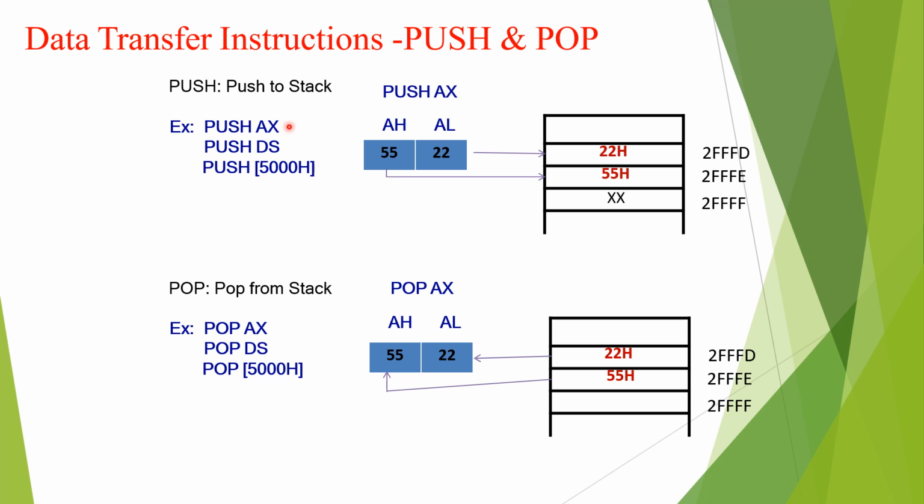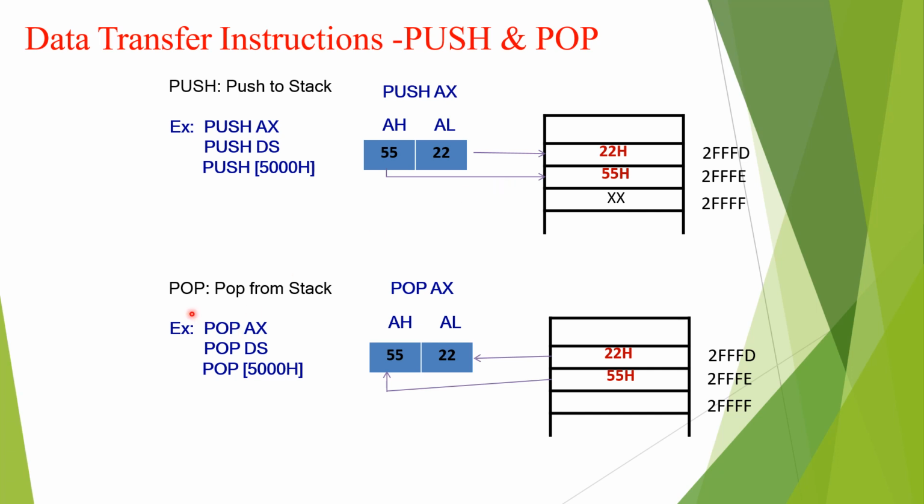For the first example, if you take push AX, whatever the content is present in this AX register, that is, AX is a 16-bit register, it contains a 16-bit value. So that value would be copied to the top of the stack. Here you can see AL contains 22 and AH contains 55. So 22 is copied to the top of the stack, that is the lower byte, and 55 is the higher byte that is copied to the next location. So if you perform the push instruction, the stack pointer will be decremented by 2.